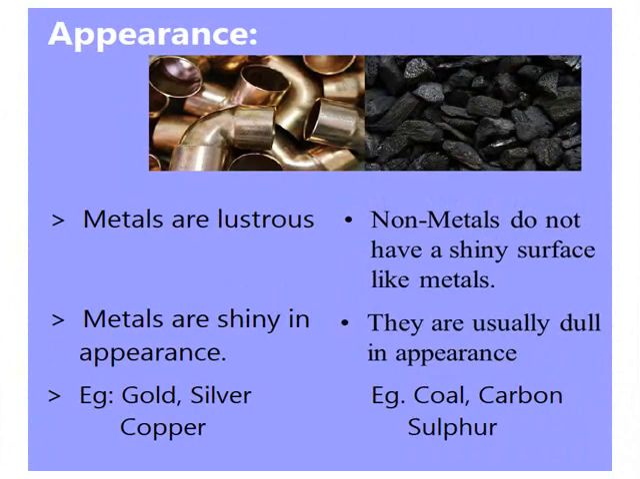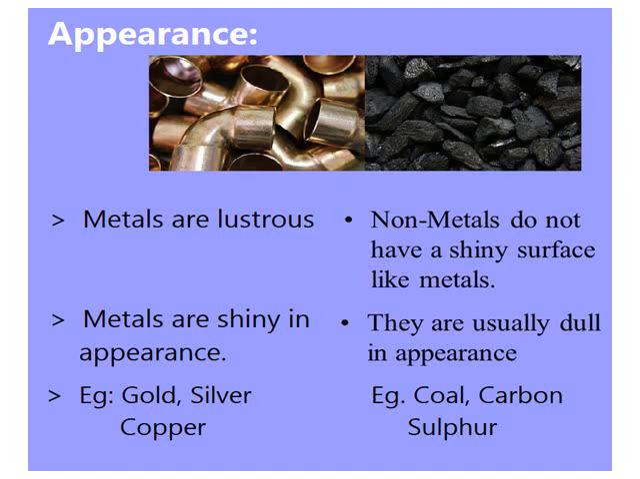Look at this slide, children. This is the first property which will make you distinguish a metal from a non-metal. You see the figure given above. The pipes are very shiny, isn't it? And next to it is coal. How about the appearance? Do they shine as the pipes are shining? No, definitely not. They are dull. These pipes are made up of a metal. So generally metals are lustrous.